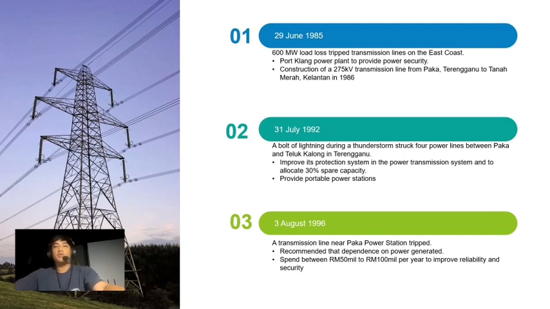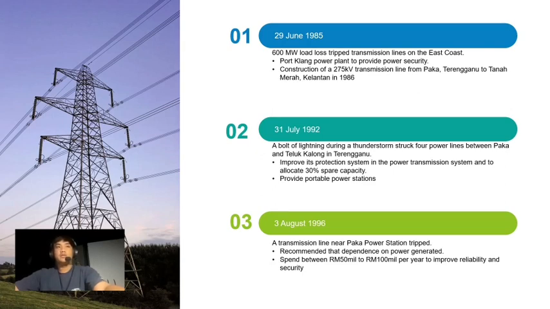TNB upgraded the Port Klang power plant to provide power security. The construction of a 275 kV transmission line from Paka, Terengganu to Tanah Merah, Kelantan in 1986 as an alternative route to dispatch power to the grid from major power plants in Paka and Kenyir, Terengganu. Second, TNB to erect an alternative transmission line between Terengganu and the south of the peninsula.